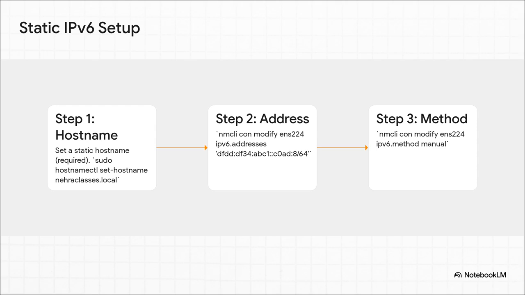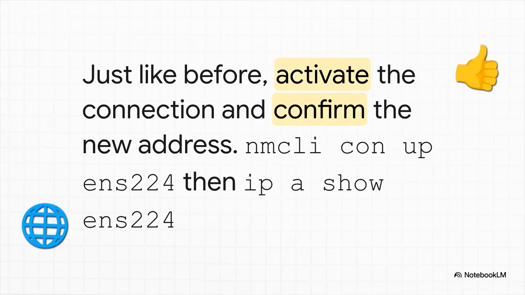But once you've done that, it's the exact same pattern as before. We just modify our connection, we add the new IPv6 address, and, just like with IPv4, we make sure to set that method to manual. And then what? You got it. We bring up the connection and use our trusty old friend, the ip a command, to make sure that new IPv6 address is there and working just like we expect. That same verification step works perfectly for both.